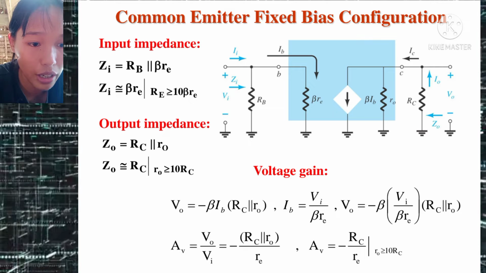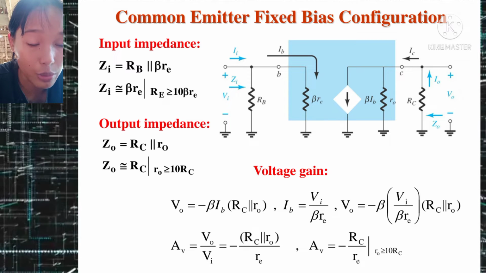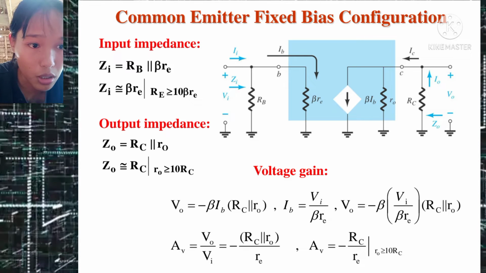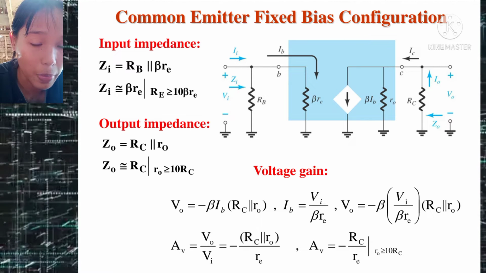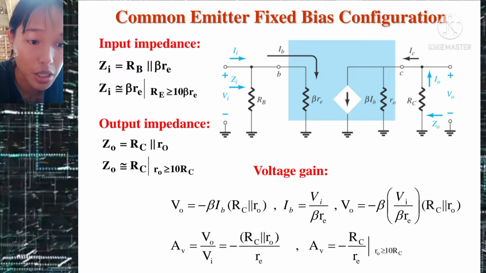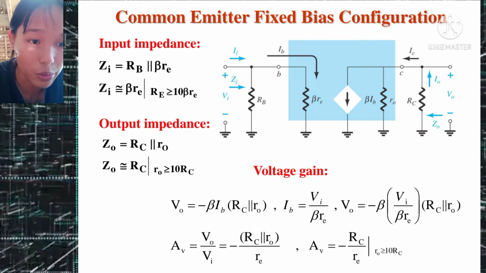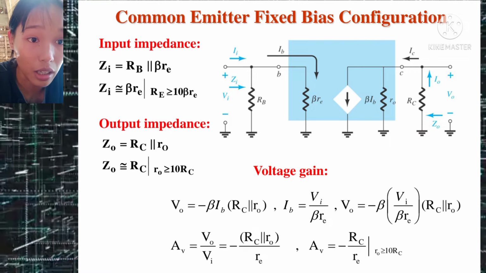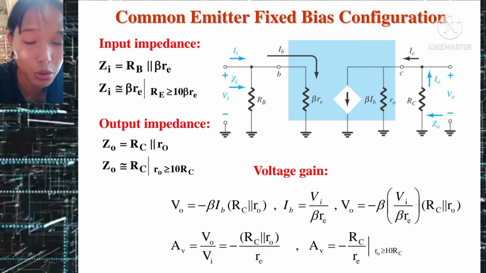So here our Zi is equal to RB in parallel with beta times re. For the majority of situations, our RB is greater than a factor of 10 of beta times re, so our Zi will now be approximately equal to beta times re. So this is for the input impedance.